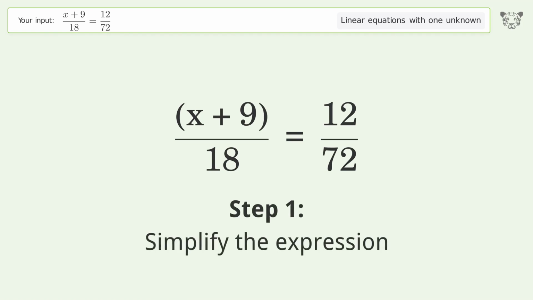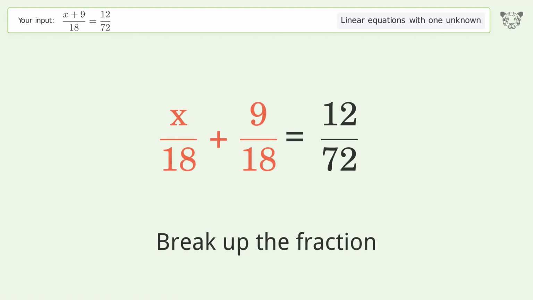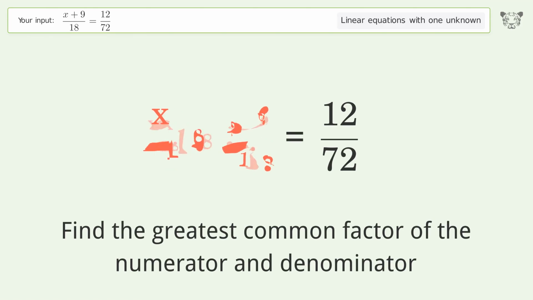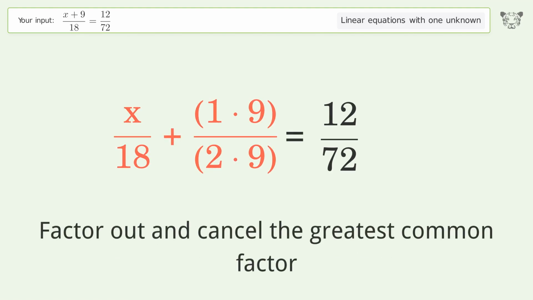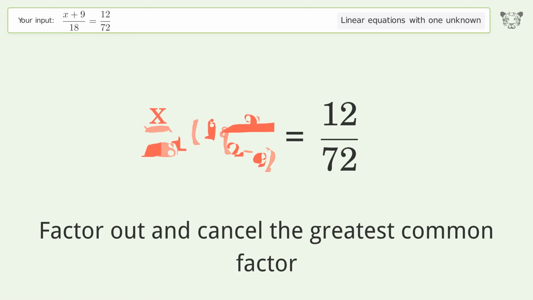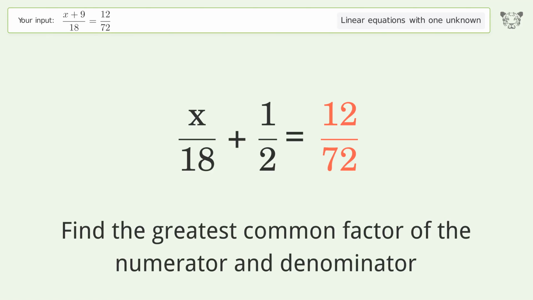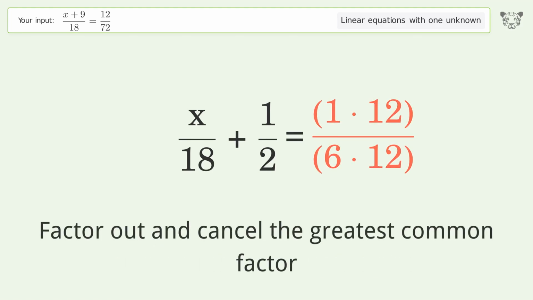Simplify the expression. Break up the fraction. Find the greatest common factor of the numerator and denominator. Factor out and cancel the greatest common factor. Find the greatest common factor of the numerator and denominator. Factor out and cancel the greatest common factor.